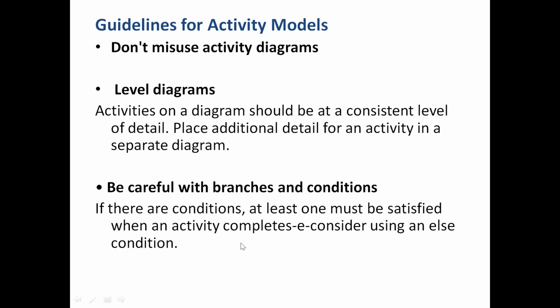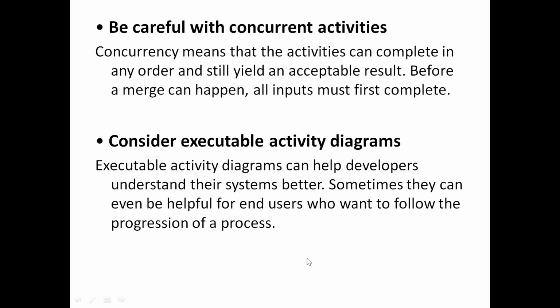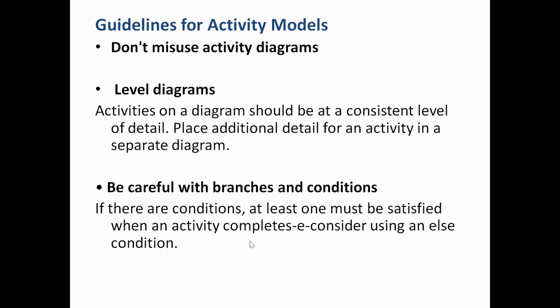Be careful with branches and conditions. Here I told you at least one condition must be satisfied, right? Otherwise it should use an else condition, right? Some condition should be satisfied, it shouldn't hang in between. Be careful with concurrent activities, right? So as I told you, if they are happening simultaneously, each of those should complete before moving ahead with the next. Consider executable activity diagrams. They can help developers understand their systems better. Sometimes they can even be helpful for end users who want to follow the progression of a process, right? So this is how you go ahead with the guidelines of activity models.